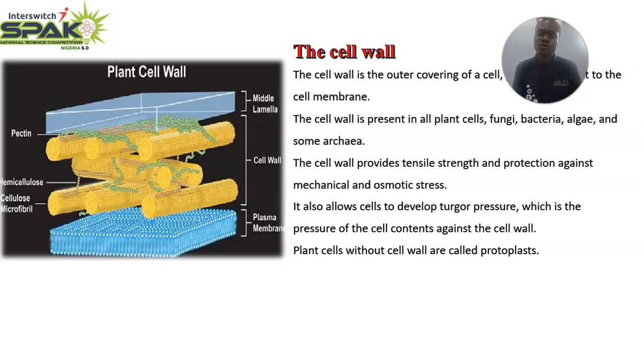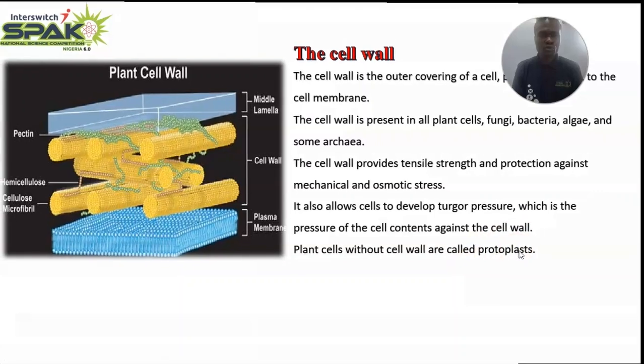That's why when an animal cell absorbs too much water, it bursts. But in the case of a plant cell, it nearly becomes turgid. It builds up pressure and becomes fully stretched. So the cell wall constitutes additional support. It surrounds the plant cell and is usually pressed adjacent to the cell membrane. It allows the cell to develop turgor. Like I said, when you have a plant cell without a cell wall, we call it a protoplast.